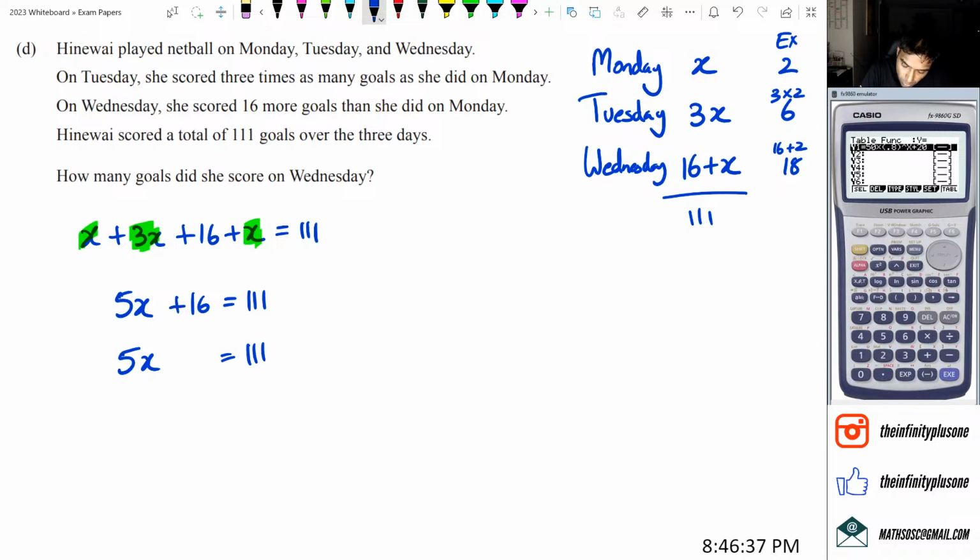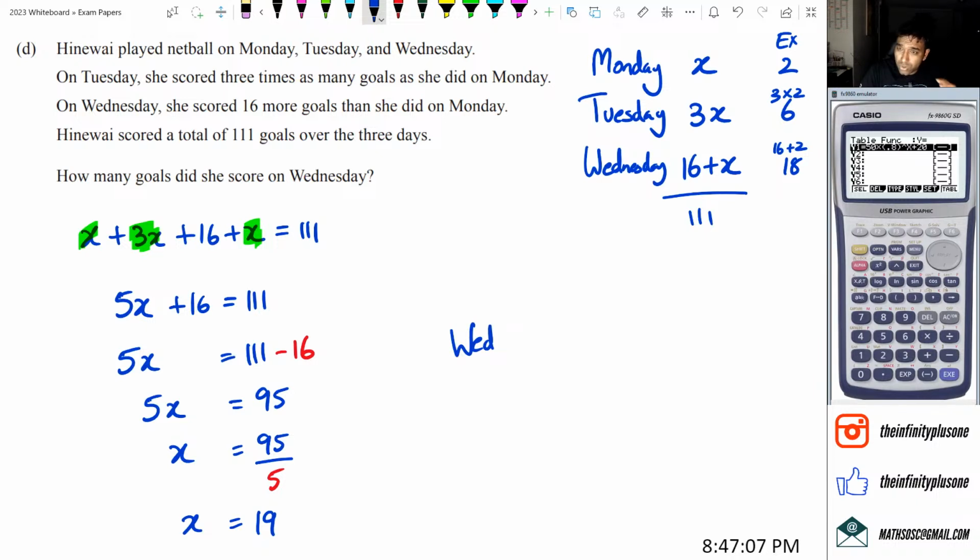5X is equal to 111 take away 16. I'm going to get 5X is equal to 95. X is equal to 95 divided by 5, and I'm going to get X is equal to 19. Now, really important that you actually read the last part of the question, because I didn't. The last part actually says, how many goals did she score on Wednesday? Remember, X is what she scored on Monday. So on Wednesday, she would do 19 plus 16, which equals 35 goals.